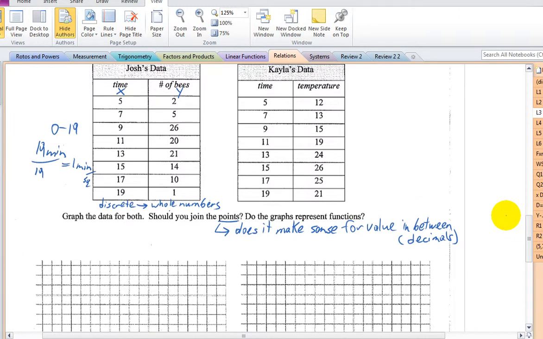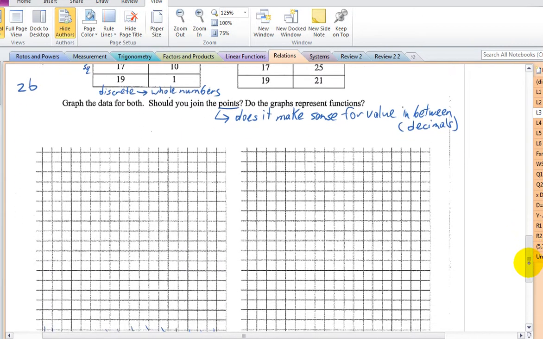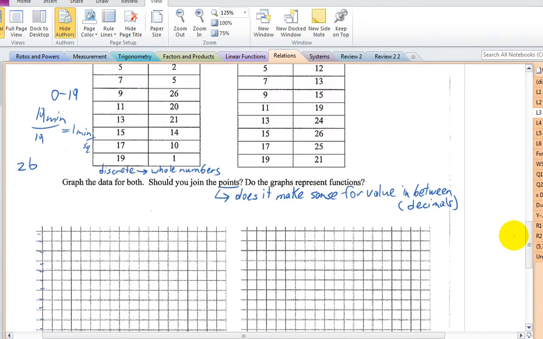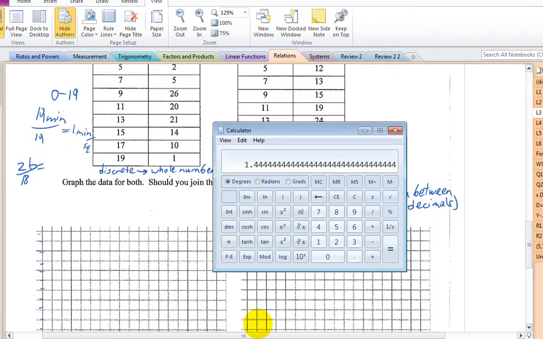Now going up, we have a total of 26. So let's count how many squares going up: 1, 2, 3, 4, 5, 6, 9, 10, 11, 12, 13, 14, 15, 16, 17, 18. So 26, 18 squares. Divide on your calculator. 26 divided by 18 is 1.44 repeating.